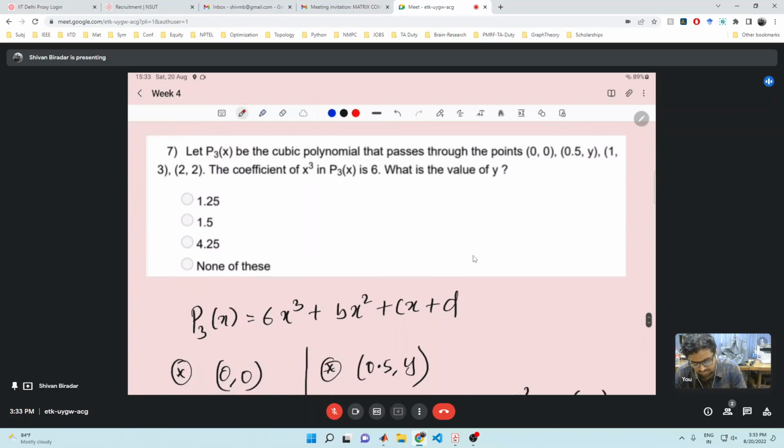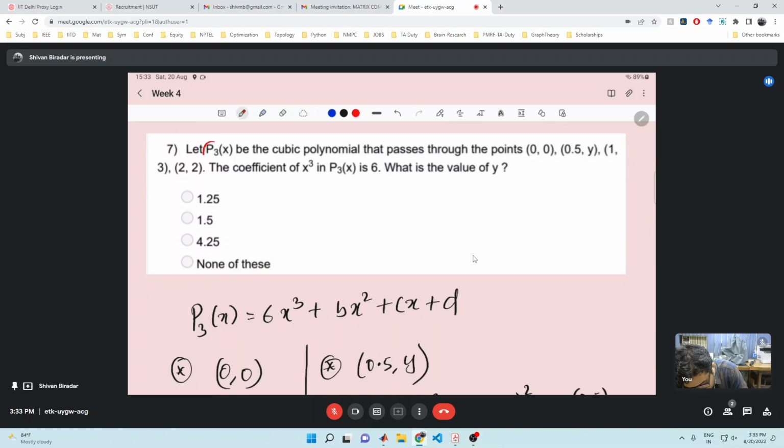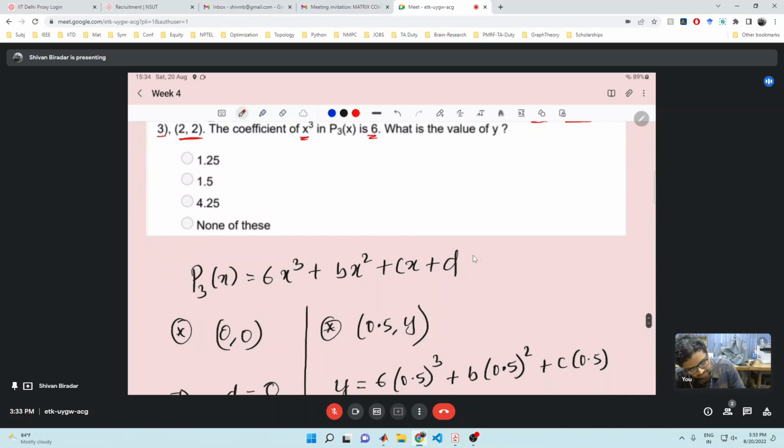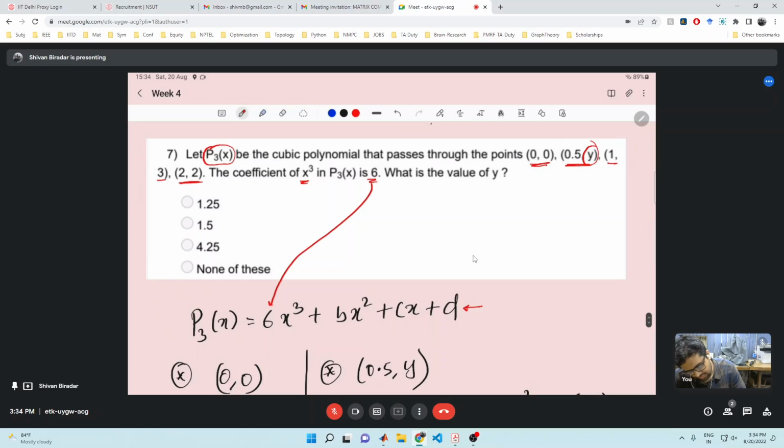So our seventh question. In the seventh question we have a cubic polynomial, a third order polynomial, that passes through (0, 0), (0.5, y), (1, 3), and (2, 2). And the coefficient of x cubed is 6. So we have to find the value of y here. This is a very simple question. So we assume, or rather, this is the standard form of a cubic polynomial. The information given here is that the coefficient of x cubed is 6, and all of the other coefficients are unknown to us. This is what we have to find. Sorry, we have to find y here, right?